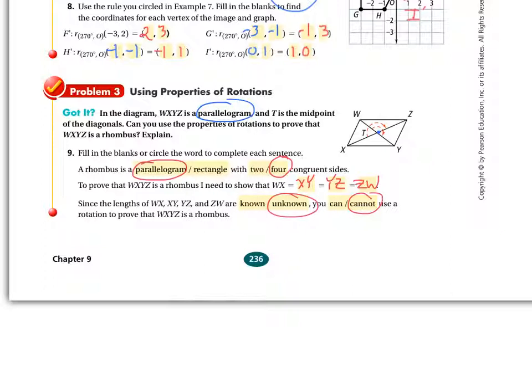What the rotation will do is it's a rigid motion, so it'll keep the same size and same shape, but you can't prove that it's a rhombus from there. You can only prove that the size and the shape did not change.